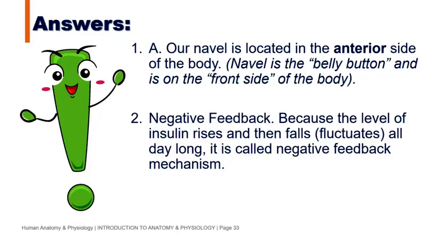For number 1, our navel is located in the anterior side of the body. Remember, navel is the belly button and it is on the front side of the body. So that is anterior. And then for question 2, it's a negative feedback because the level of insulin rises and then falls, or it fluctuates all day long. It is called negative feedback mechanism.